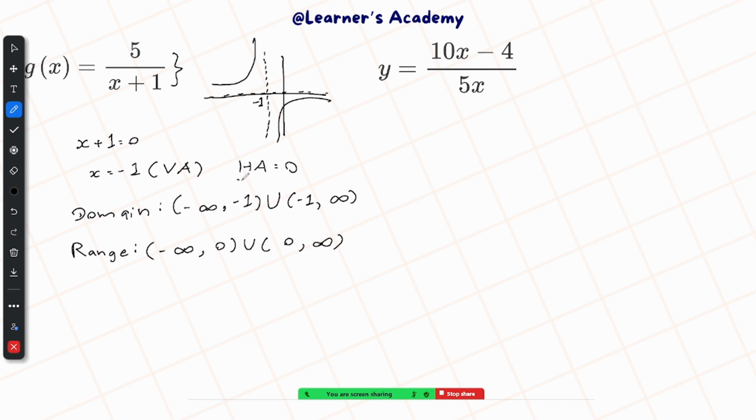If it's confusing for you to understand how we get horizontal asymptote equal to 0, it will be explained further later in the chapter as well. But let's move on to the next equation for now.